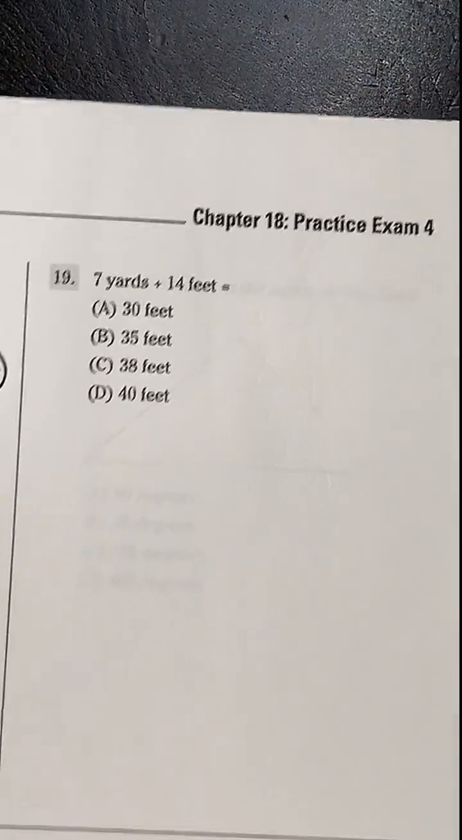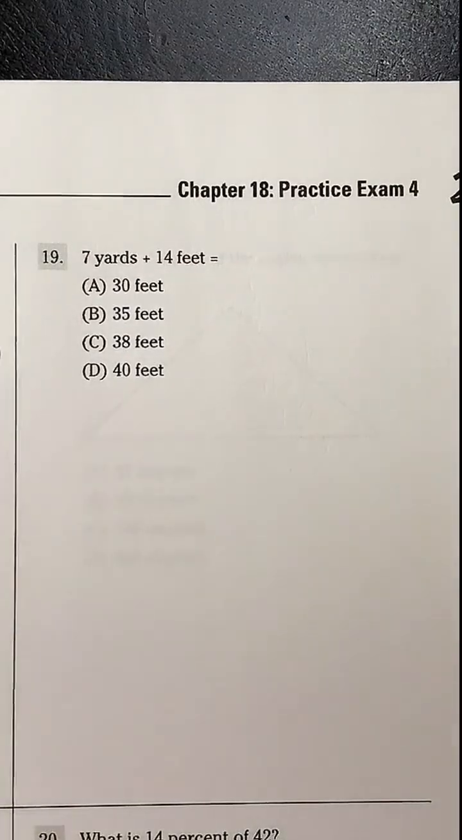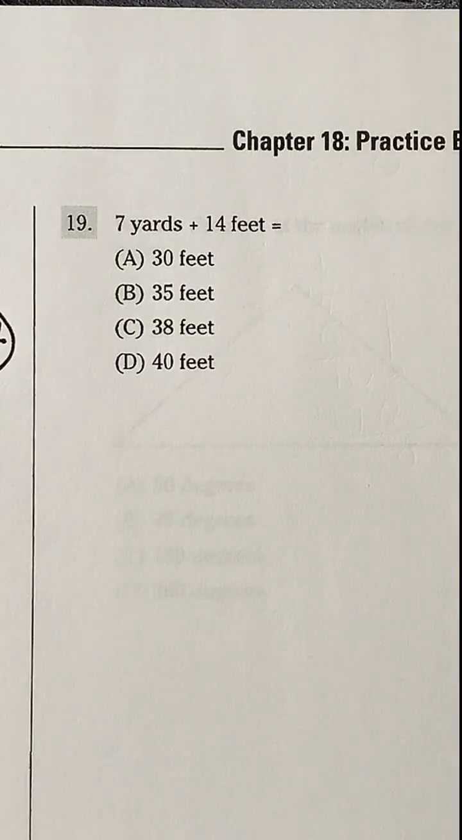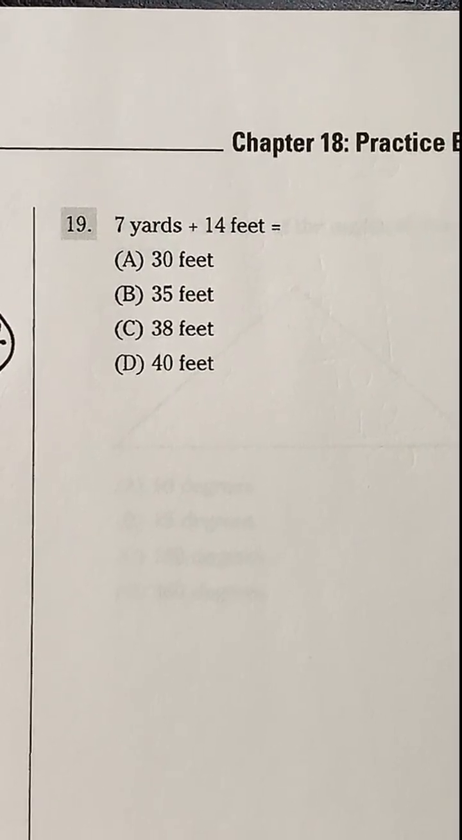All right. Okay, so here we are. So for number 19, 7 yards plus 14 feet. Is it A, 30 feet, B, 35 feet, C, 38 feet, or D, 40 feet?